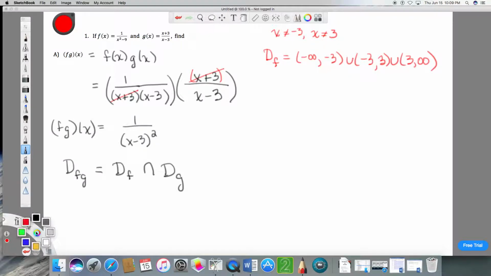And if we look at g, it's even easier to see than it was for f that 3 minus 3 gives you 0. So we're going to just throw out positive 3. g doesn't have a problem with negative 3, but it does with positive 3. So the domain of g is all real numbers, excluding positive 3.